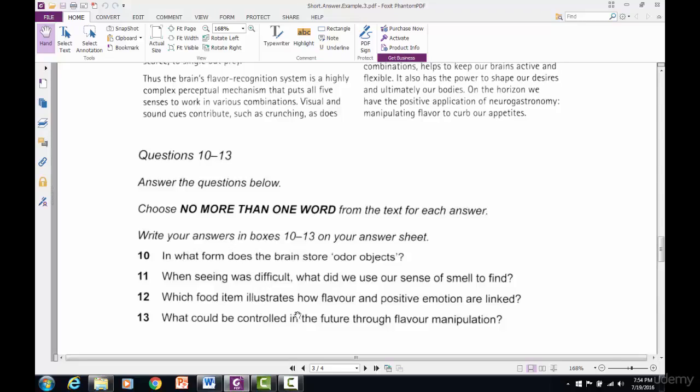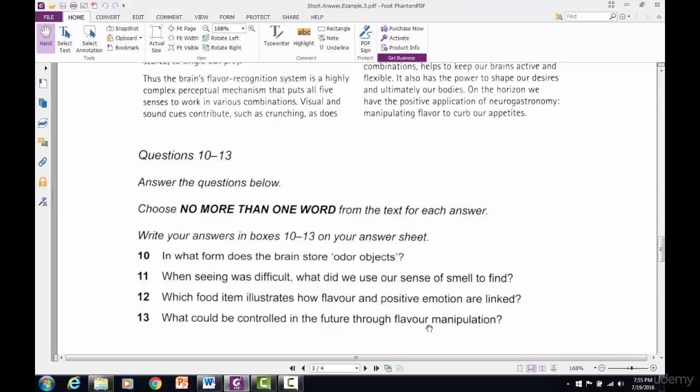12 says, which food item illustrates how flavor and positive emotion are linked? I like number 12 too, because it talks about flavor and positive emotion. Those are two things combined together. And we're looking for a specific food item, like strawberries, some kind of food item. 13: What could be controlled in the future through flavor manipulation? Keywords here are flavor manipulation.